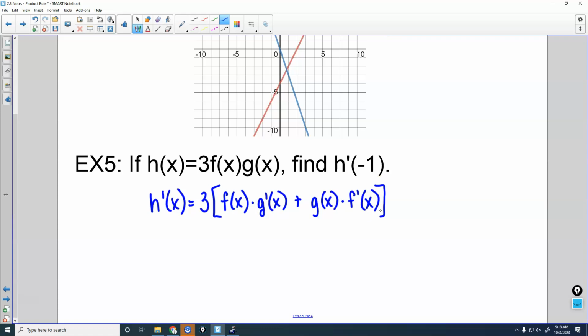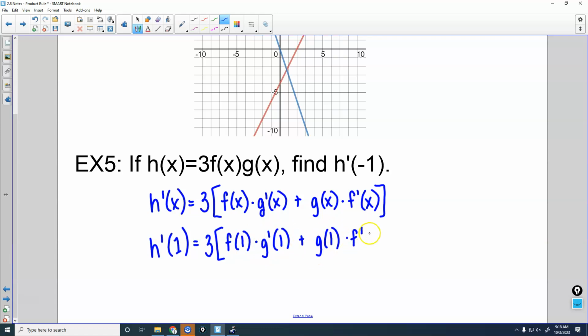Okay, so that's it. And this is asking us for h prime of 1, which means all of the x's need to be replaced with 1's. So I've got f of 1 times g prime of 1 plus g of 1 times f prime of 1. Never mind. Make all those negative 1s. Negative, negative, negative, negative, negative. There.